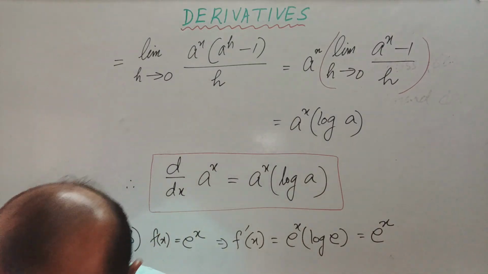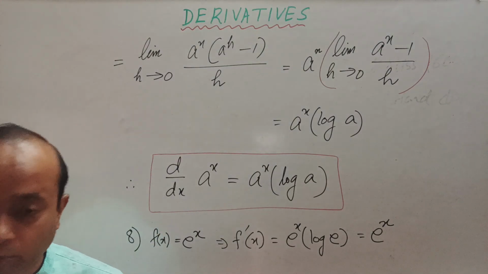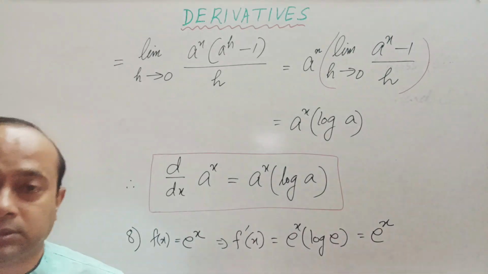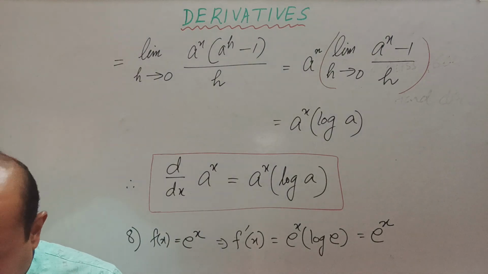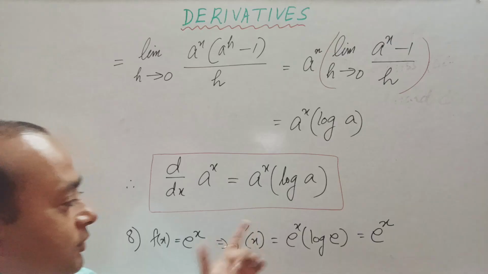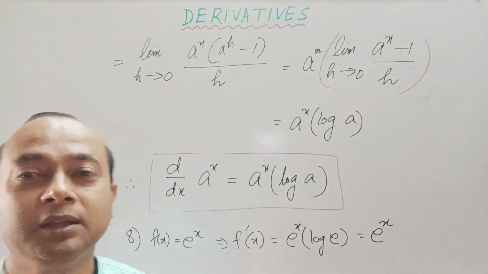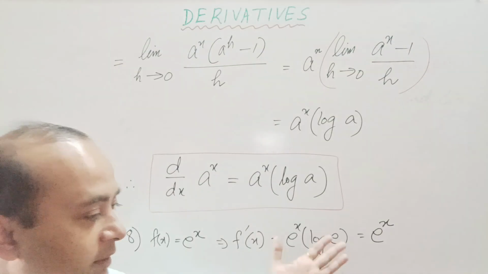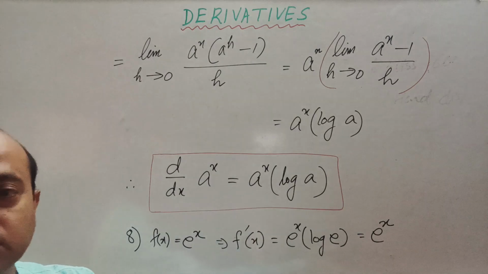That means some people are there who cannot be changed. Whatever you do, they will always be as it is. Right? So this is called stubbornness. Okay. So this function e to the power x is known as the stubborn function, because whether you differentiate it or integrate it, it will remain e to the power x only.